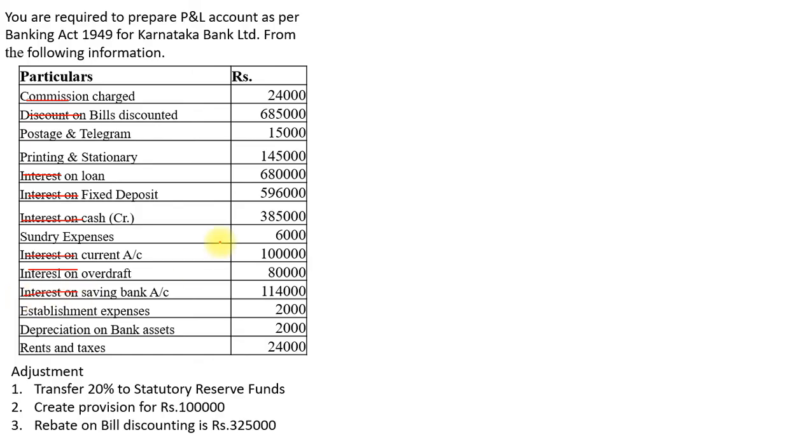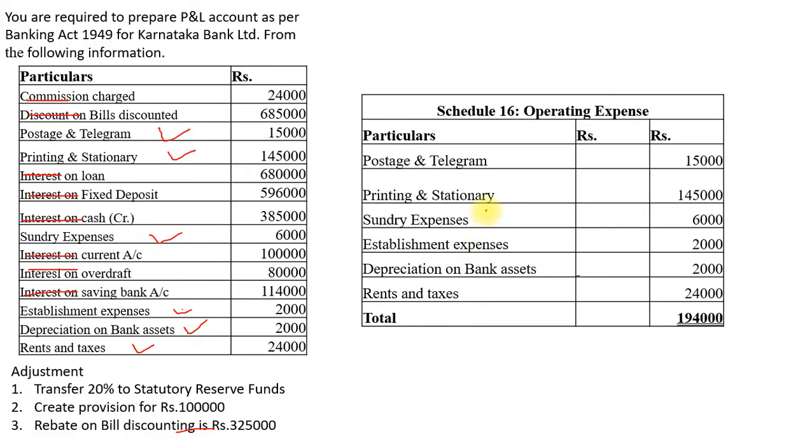So now let us check what all expenses are available. Postage and telegram, yes. Printing and stationery, yes. Sundry expense, yes. Establishment expense, yes. Depreciation on bank asset, yes. And rent and taxes, yes. So we have 3 and 3, 6 expenses. Okay, rebate is done. Reserve fund and provision doesn't come here, so there are 6 expenses.